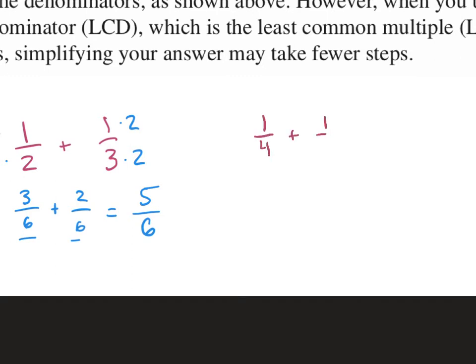1/4 plus 1/6. To find the least common denominator, we know that this is 12 because both 4 and 6 go into 12. So we would multiply 4 by whatever it takes to get 4 to be 12. So this would be 3. We have to do the same for the top and bottom. And then we would multiply 6 by whatever it takes to get 6 to be 12. So this would be 2 and 2. So on the top here, we have 3 over 12 plus 2 over 12, and this would give us 5 over 12.